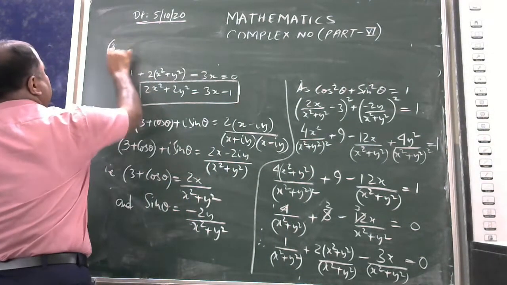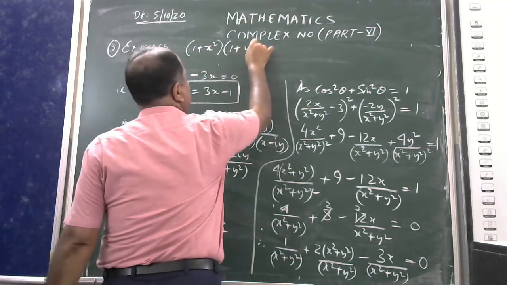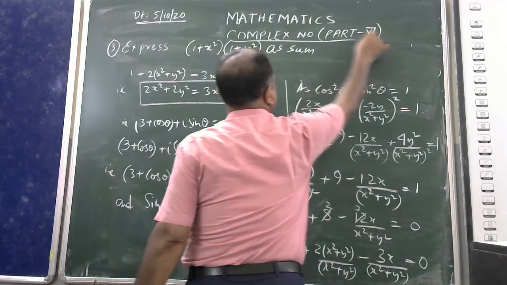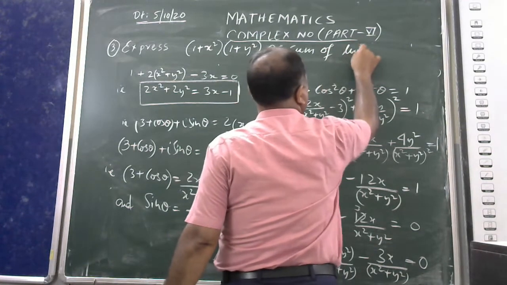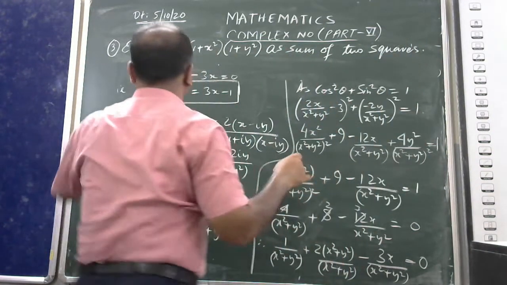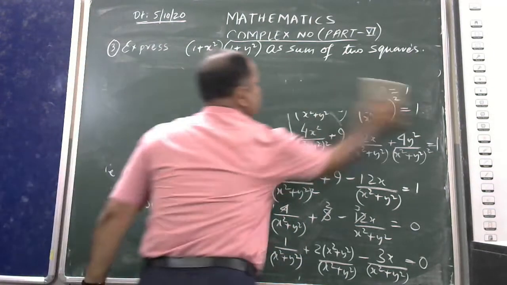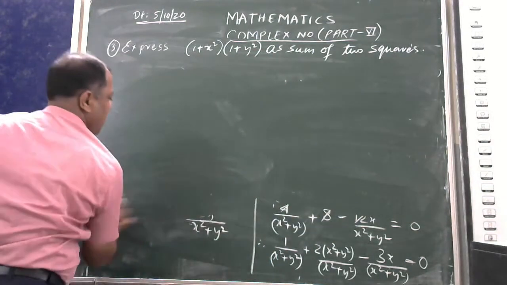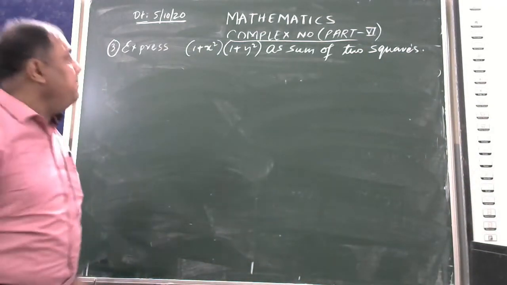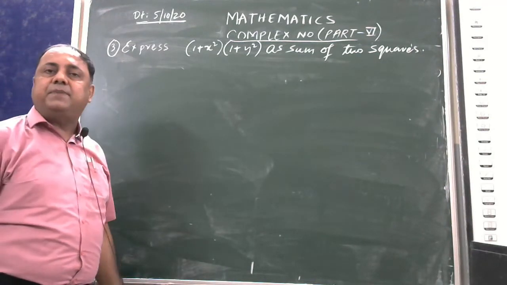Express (1 plus x squared) into (1 plus y squared) as the sum of 2 squares. This is our given expression, and I have to express this particular given expression as the sum of 2 squares.